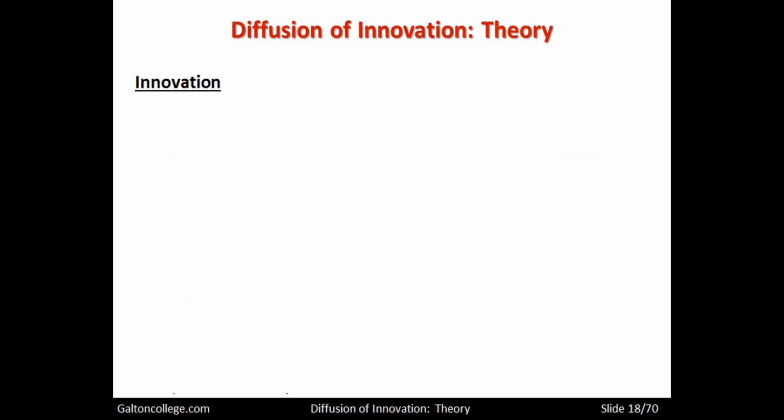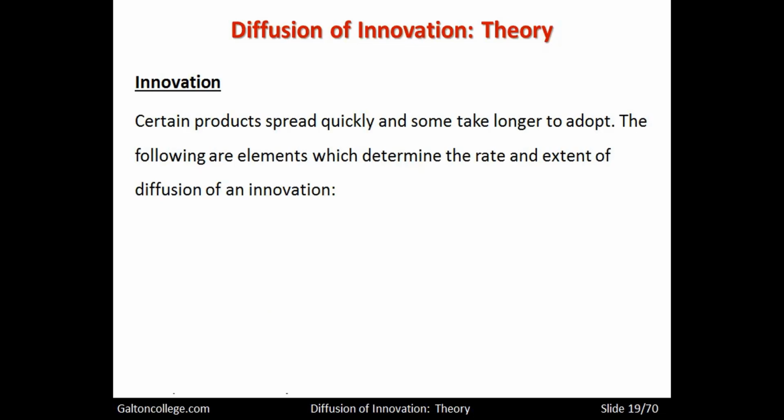Let's talk about these again in different ways and just move the line of thought on slightly. Certain products spread quickly and some take longer to adopt. So as I said earlier, not all products spread out at the same rate and not all are accepted uniformly. So diffusion may not be, in a sense, concentric circles coming out from the epicenter. It may be that they are diffused rapidly in one country and in other countries people are more reluctant to go along with that. So the following elements determine the rate and extent of diffusion of an innovation.